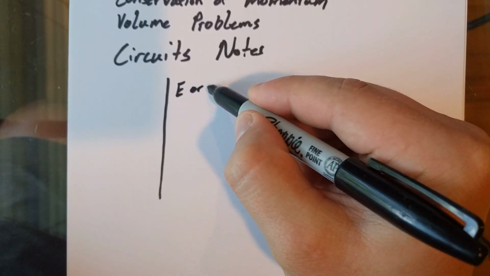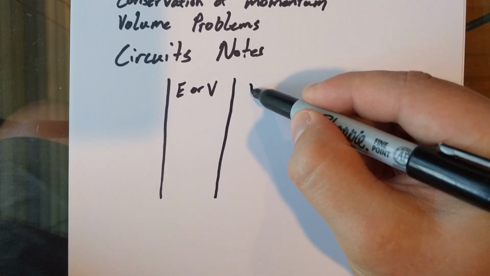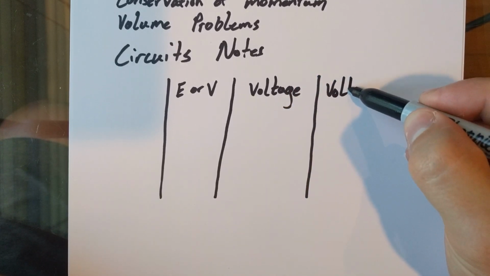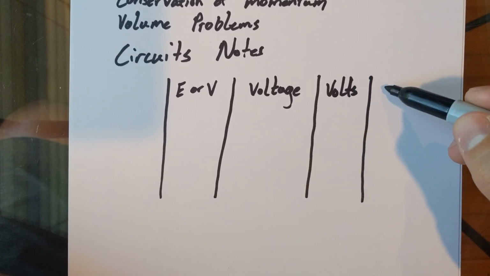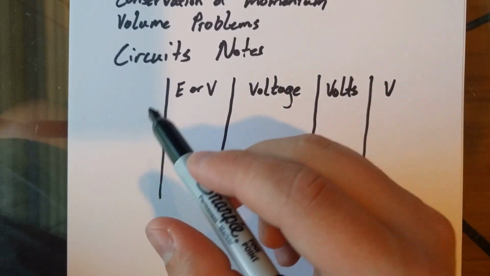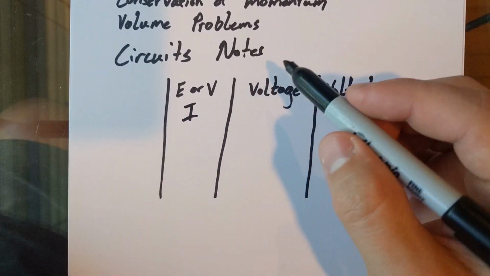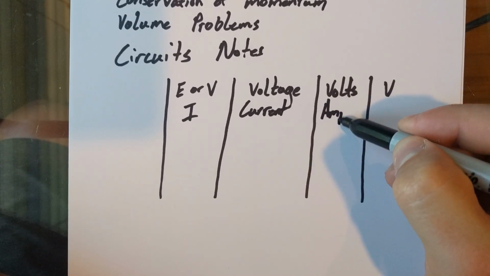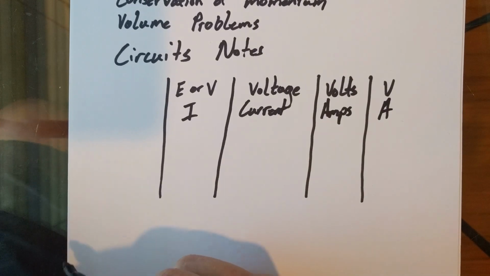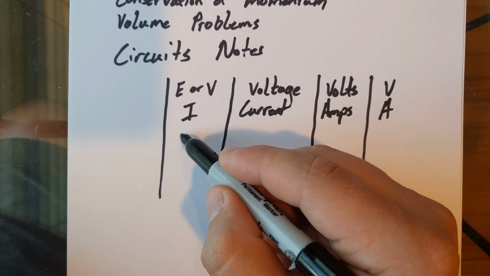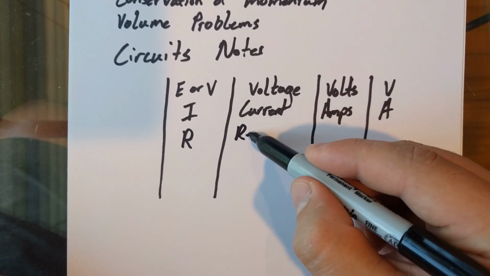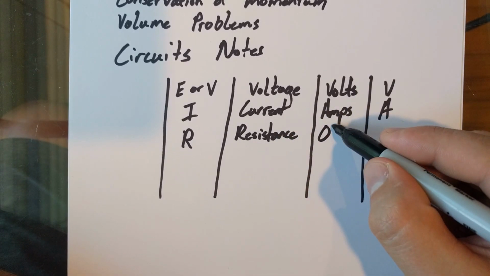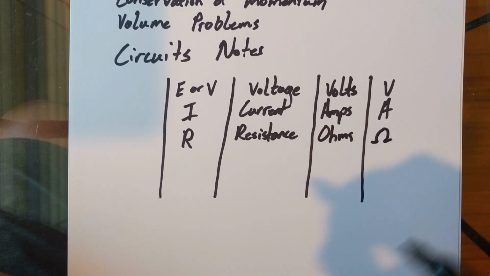They use E or V to represent voltage, and the units are in volts, and you'll commonly see that as a V. Next is current, which is usually I, and that's going to be in amps, and they might just represent it with an A. Next is resistance, so R. And then that will be in ohms. It is usually a capital omega.